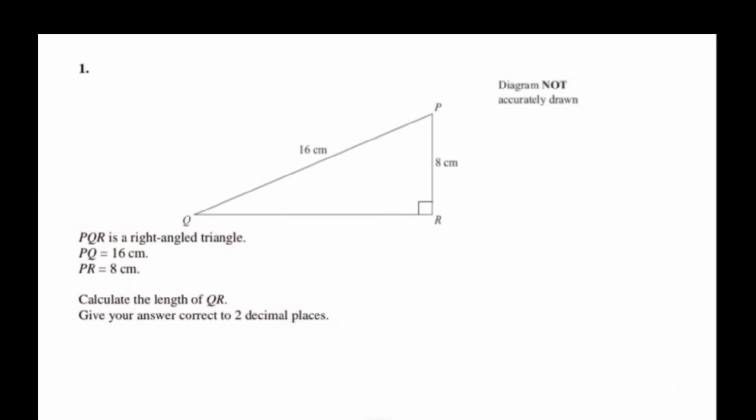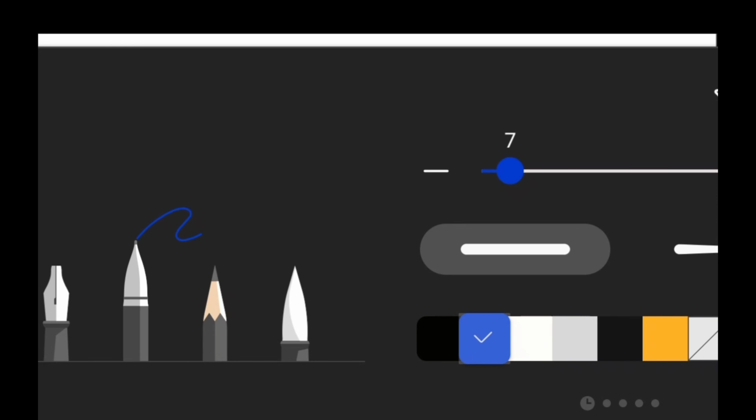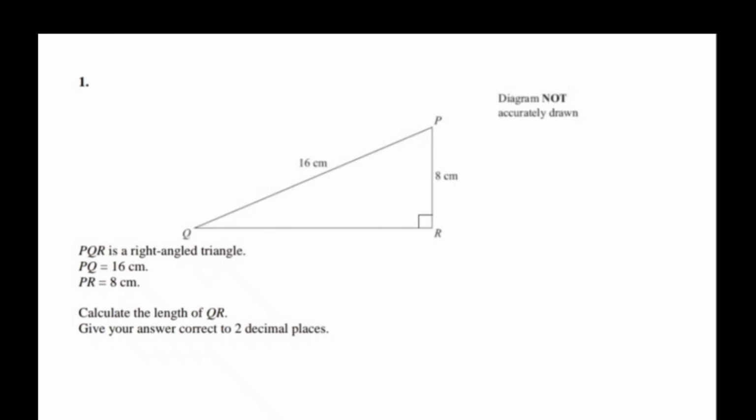Let's look at some examples. In the first example, we have been given the length of the largest side and the length of one of the short sides. The side that is opposite the right angle is always called the hypotenuse, and the value of the hypotenuse for this case is 16 centimeters. We're going to label this triangle with sides A, B, and C, and we're going to apply Pythagoras' theorem: A squared plus B squared equals C squared.